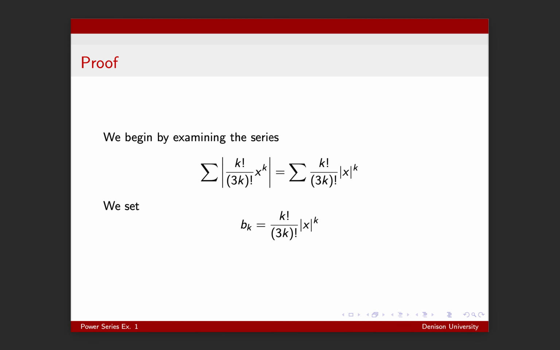We're going to begin by examining the series, the absolute value of k factorial over 3k factorial times x to the k. By nature of these factorials, they're never going to be negative. They're always going to be positive. So we're just left with setting this sequence b sub k equal to k factorial over 3k factorial times the absolute value of x to the k.